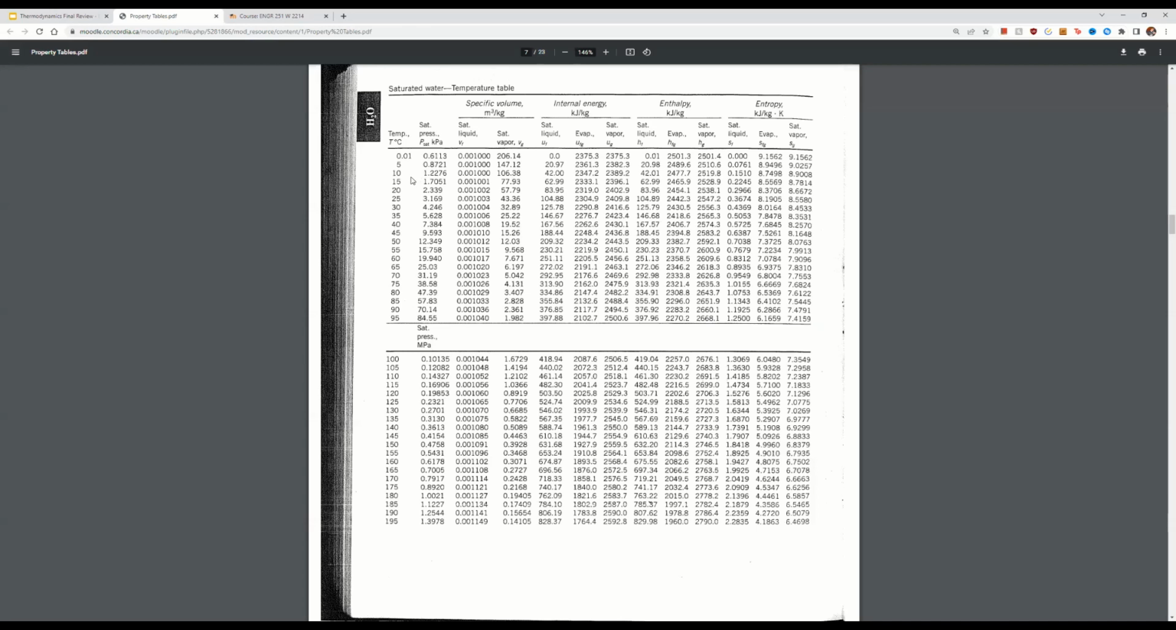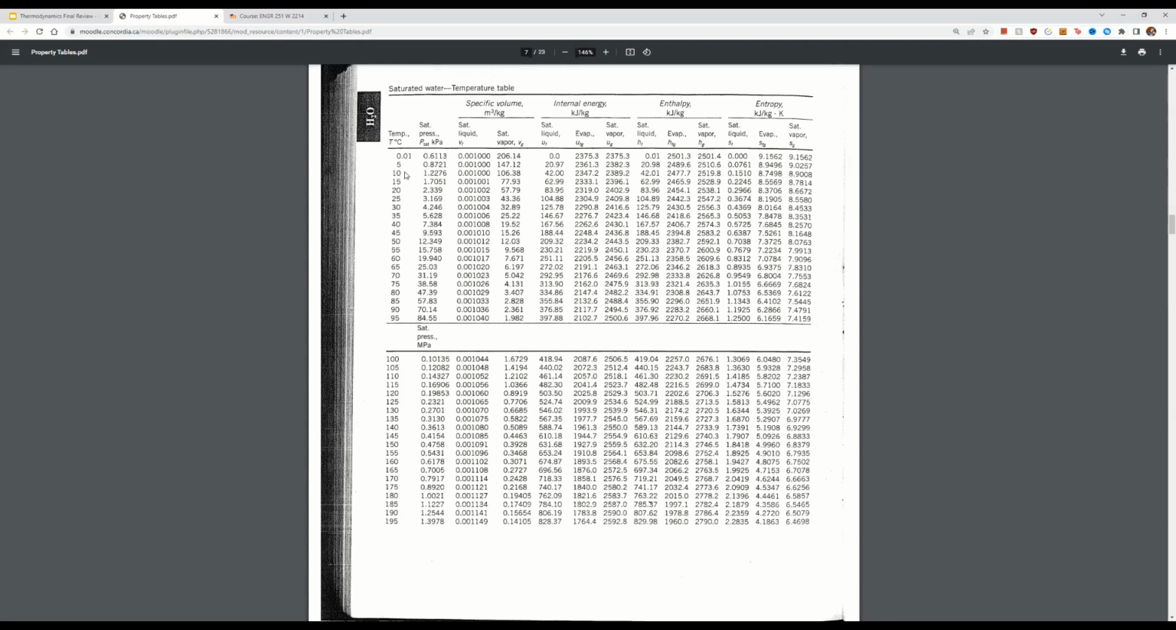So yeah, let's take, for example, a temperature of 10 Celsius. We know that our fluid is a saturated liquid. So we can say that it's at this pressure, and we can say that it has this specific volume over here. It's at this specific internal energy value right here, this specific enthalpy value right here, this entropy value right here, etc., etc.